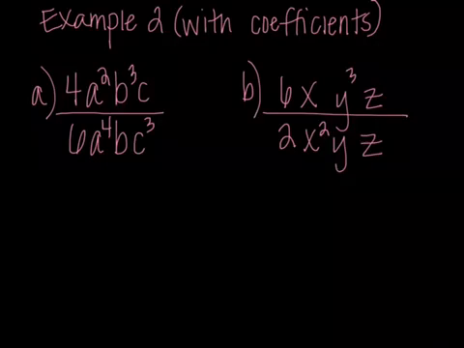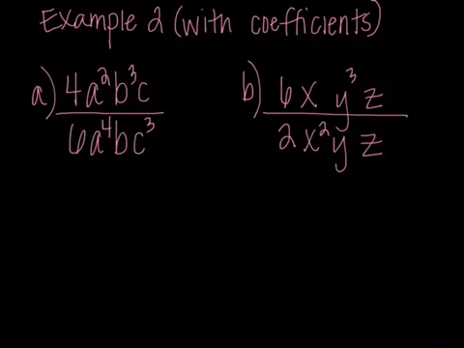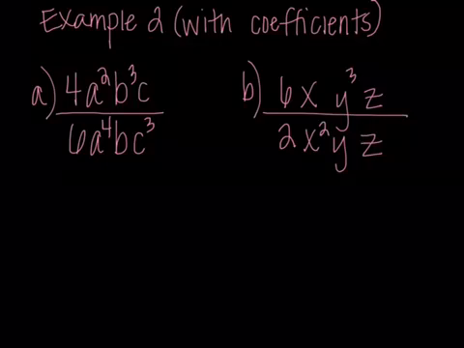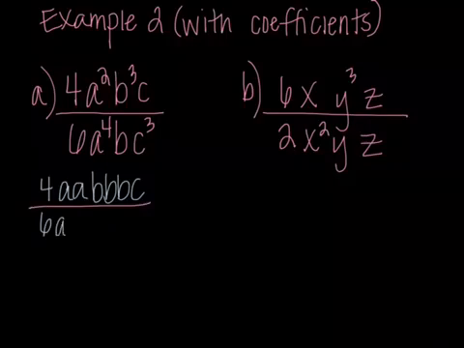Example 2. When I have coefficients, it gets a little bit trickier. I need to deal with those front numbers as well as with my powers and bases. Again, I'll start by expanding it out. So a, I would expand out to be 4 times a times b times b times b times c. And that will all be over 6 a to the fourth, so a times itself 4 times, b times c times itself 3 times. Now I'll look for anything I can get to cancel.